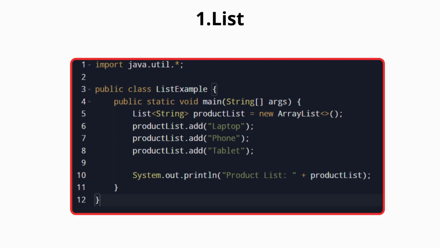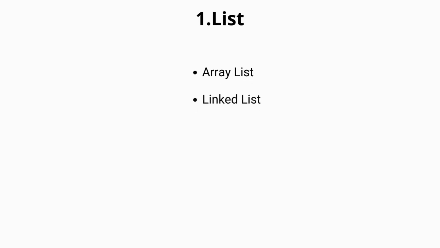For storing ordered elements with duplicates, we can use this. So like shopping cart items, I can store them using the ArrayList. Other implementations are LinkedList, Vector, and Stack. Okay, then the next one is unordered collections.